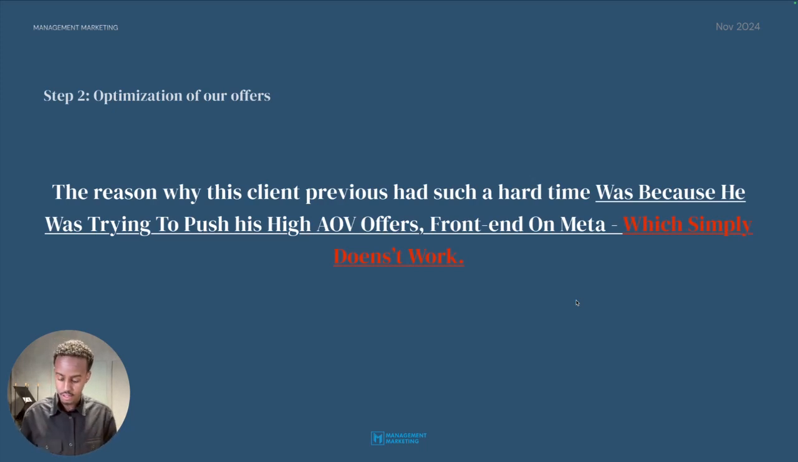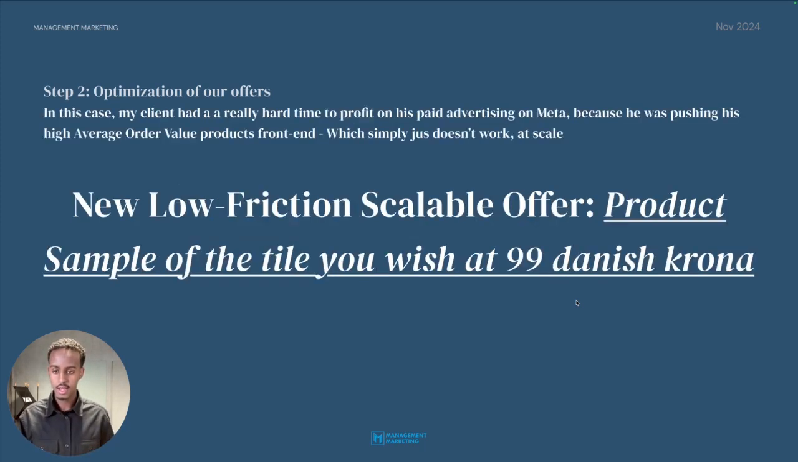customers profitably, because there's such a huge gap for the customer to take when he or she essentially needs to buy tiles. And that's also why so many people buy tiles in store, because they want to have a feel for the product. They want to see the product, the quality of the product, the design of the product, the style of the product. And in this industry specifically, you just can't scale your advertising efforts with you pushing your high AOV offers front end. It simply just doesn't work.